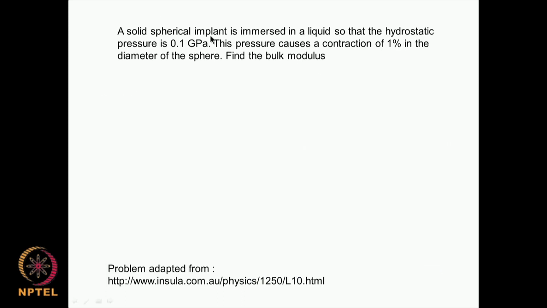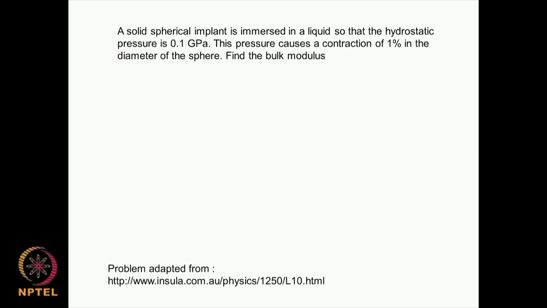Let us look at a problem. This problem is adapted from this reference. A solid spherical implant is immersed in a liquid so that the hydrostatic pressure is 0.1 gigapascal. This pressure causes a contraction of 1% in the diameter of the sphere. Find the bulk modulus. So, there is a pressure given here, and there is a change in the volume. The change in the diameter is 1%, so we need to calculate the change in the volume.